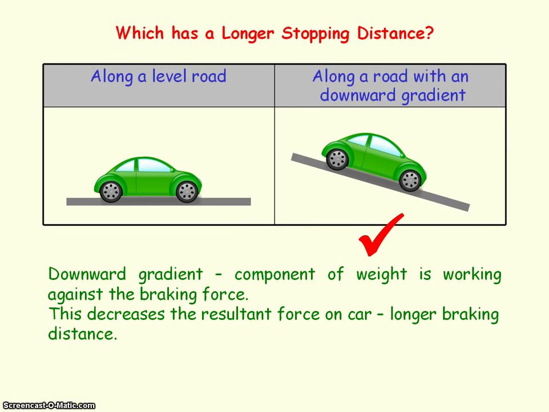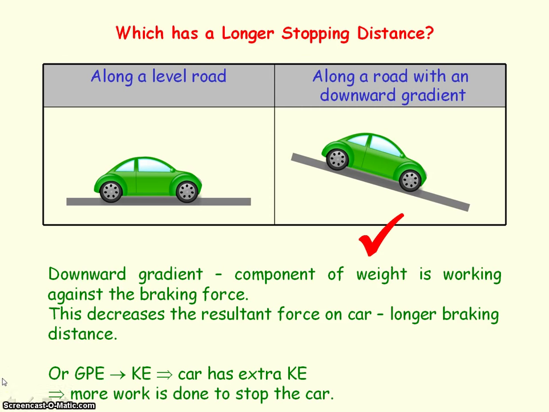In terms of energy, gravitational potential energy is converting into kinetic energy as the car loses height. So as the car has more kinetic energy, more work is done to stop the car.